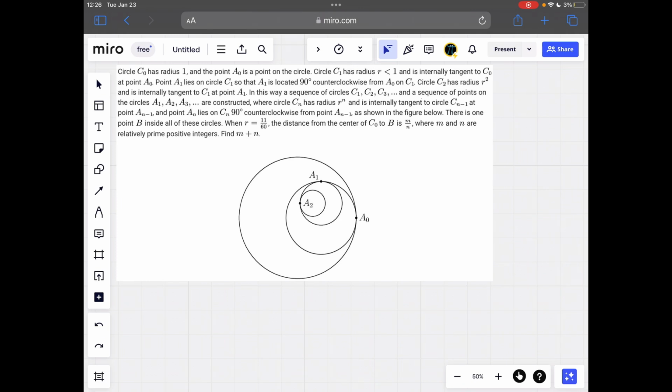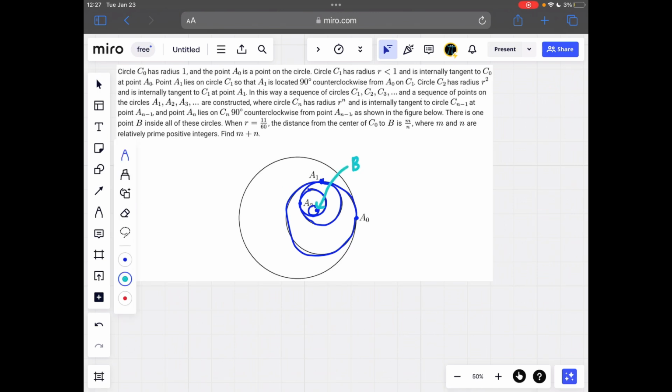So basically we have circle C0, which has radius 1, and the point A0 is a point on the circle. Then we construct circle C1 that's internally tangent to C0 at point A0. It has radius r, which is less than 1. And then internally tangent to C1 at point A1, which is located 90 degrees off from A0, we construct circle C2, which has radius r squared. And we keep doing this 90 degrees counterclockwise spiral infinitely until we approach a single point B that's inside all of these circles. That's somewhere here.